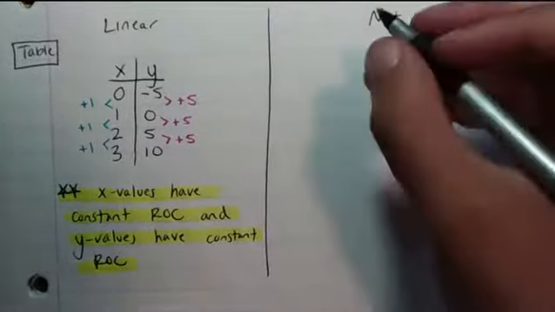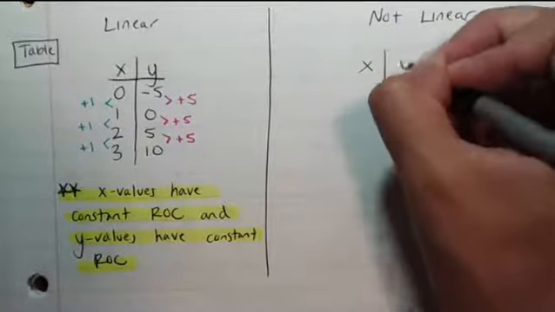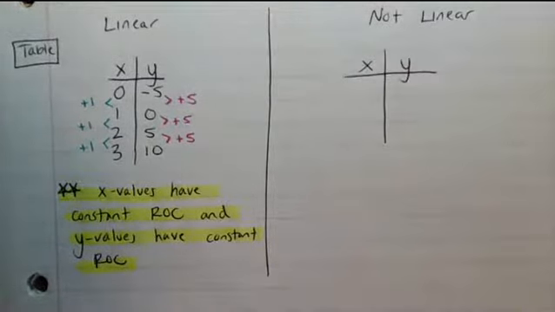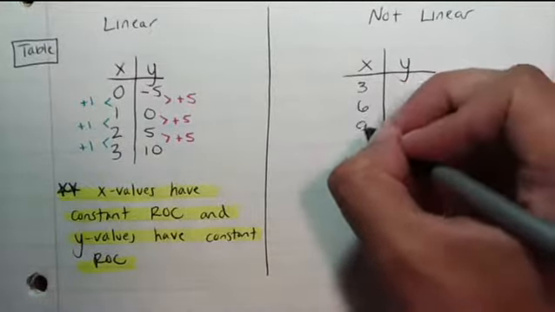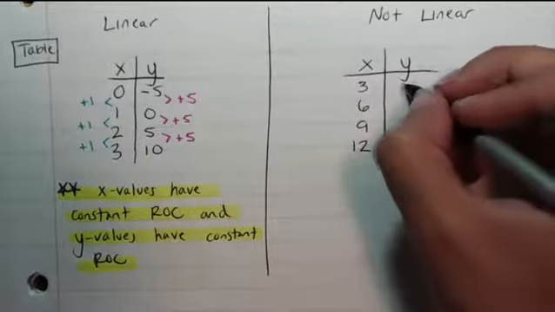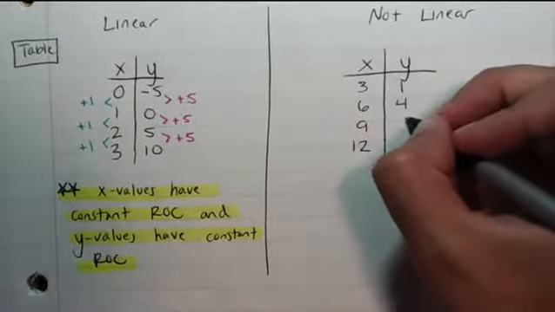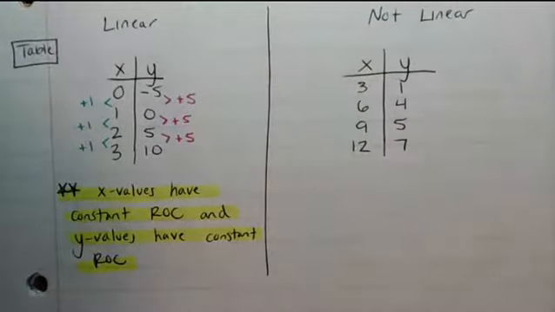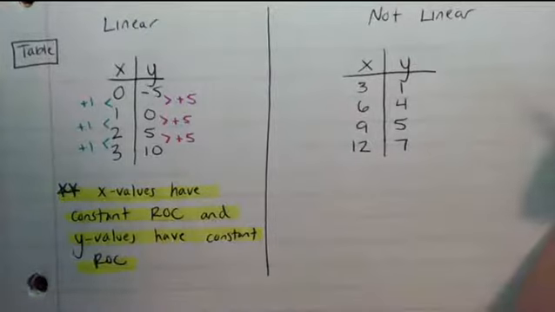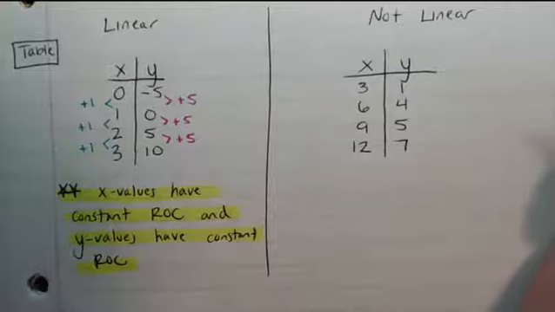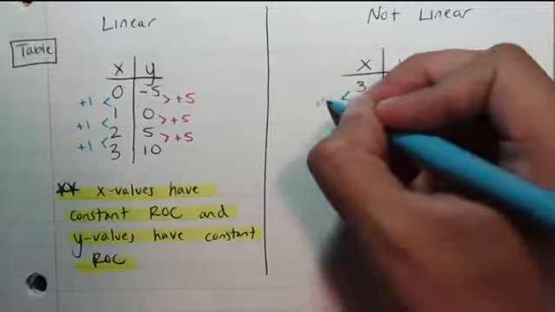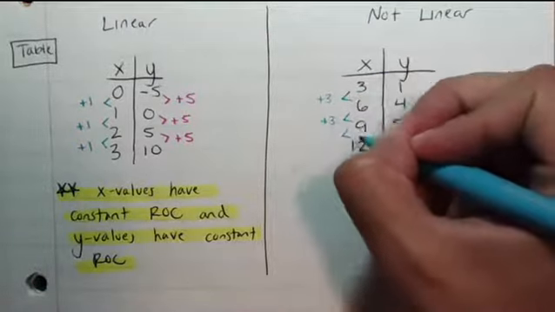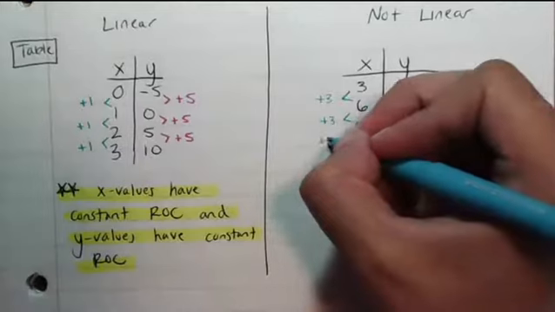So an example of a nonlinear table, go ahead and draw your X and your Y table. Let's do 3, 6, 9, and 12 for the domains, and 1, 4, 5, and 7 for the ranges. So again, if I'm looking at the X values, I'm looking for the rate of change. 3 to 6, I went up 3. 6 to 9, I went up 3. 9 to 12, I went up 3.